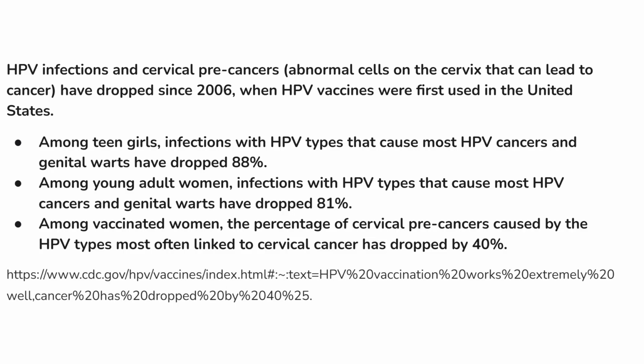Now, HPV infections and cervical precancer conditions, abnormal cells of the cervix that can lead to cancer, have dropped since 2006 globally. The HPV vaccines were first used in the United States, and after using this HPV vaccine, they are now considered to be very effective. Based upon the data from CDC, the HPV infection causing genital warts has dropped by about 88% after using the HPV vaccine. In USA, HPV vaccination by age of 15 is mandatory, and after that 88% of the genital warts have dropped, and genital warts have dropped in adults by 81%, and among vaccinated women, cervical precancer stages have dropped by 40% from 2006 onwards.